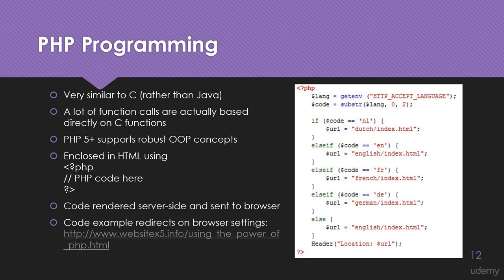So the server executes the PHP code and sends back the rendered HTML to the user's web browser. So here's a code example that redirects the website based on browser settings. This is a very simple PHP code that you see in the screenshot. It gets the language, HTTP accept language, from the browser actually, and then determines what language the user can see and redirects them to an HTML page based on that user's language. So this is what PHP code looks like.